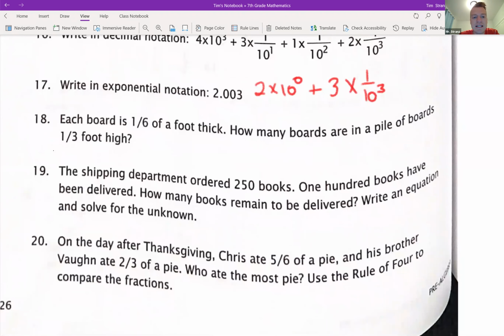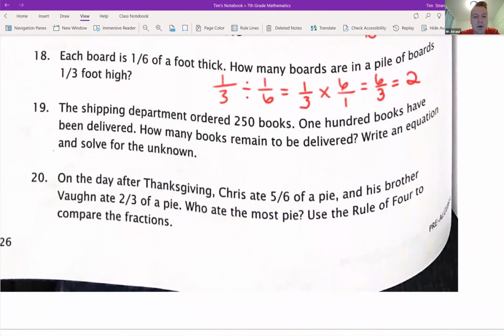Each board is 1/6 of a foot thick. How many boards are in a pile of boards 1/3 foot high? So we're going to take 1/3 foot, divide that by 6, which means you're going to keep this the same, change division into multiplication, then flip. We get 6/3, which equals 2 boards.